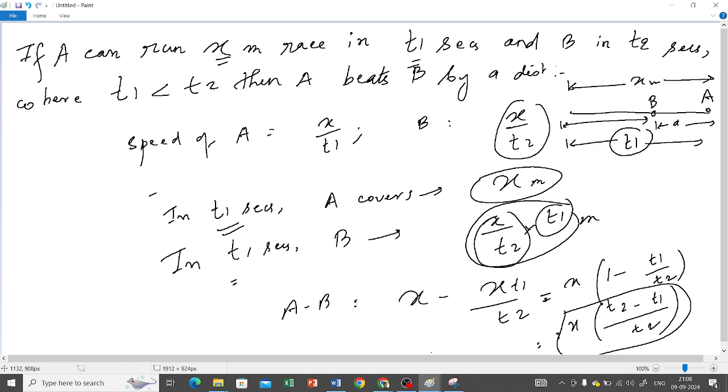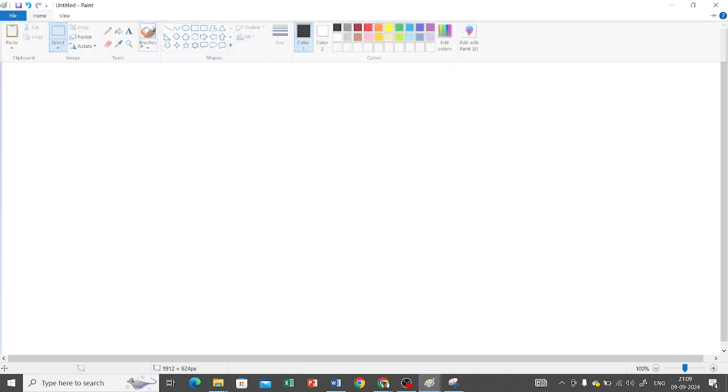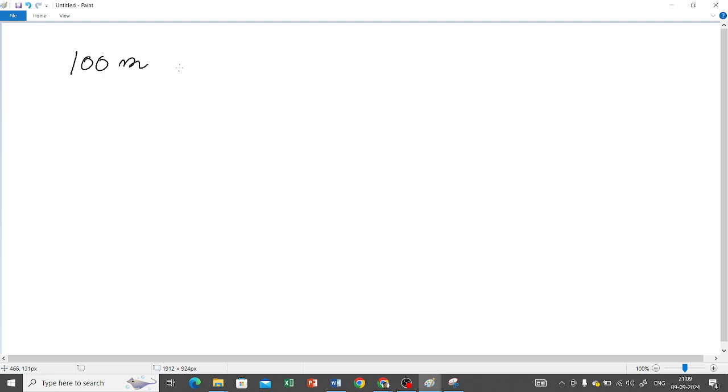Please do this sum. A can run 100 meter in 27 seconds and B in 30 seconds. By what distance A beats B?